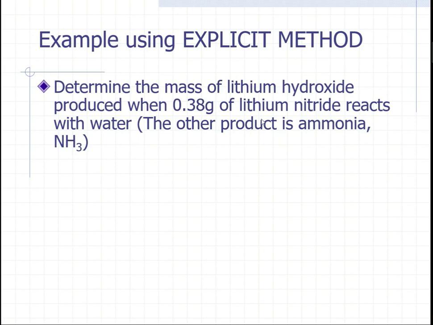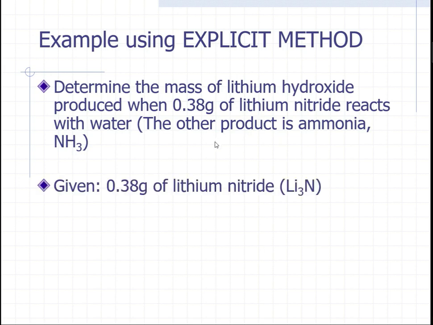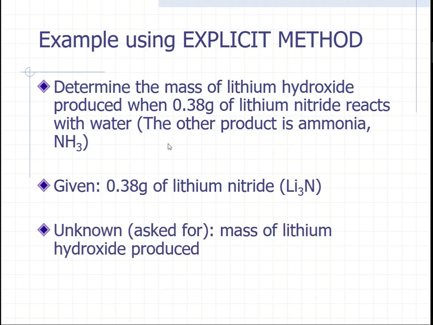Here's my example. The first step of the explicit method is the given. I write down what's given to me. The only thing given is that I'm starting off with 0.38 grams of lithium nitride. I can write down the formula for lithium nitride to make life easy for myself. Then I read through the problem and ask, what was asked for?